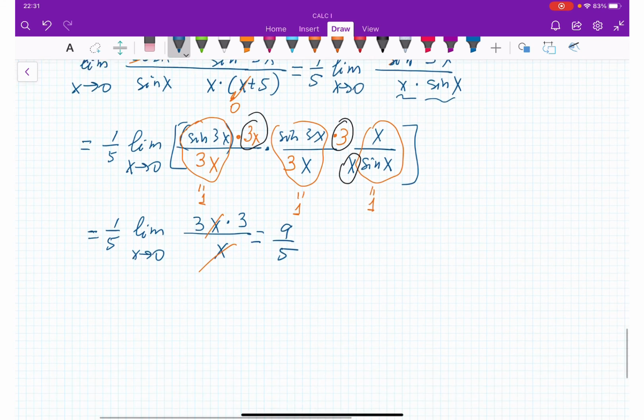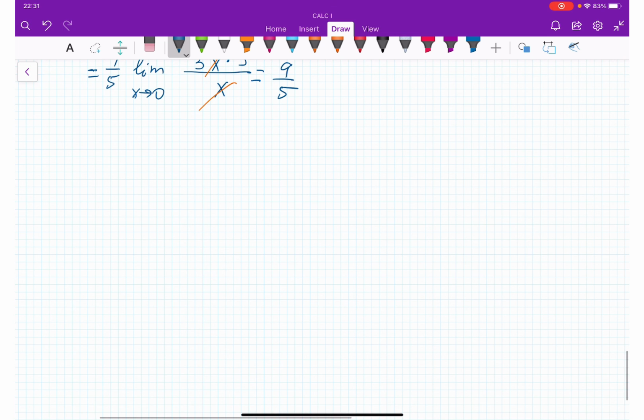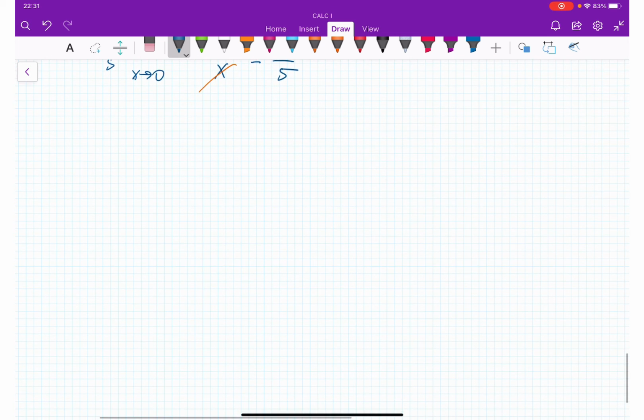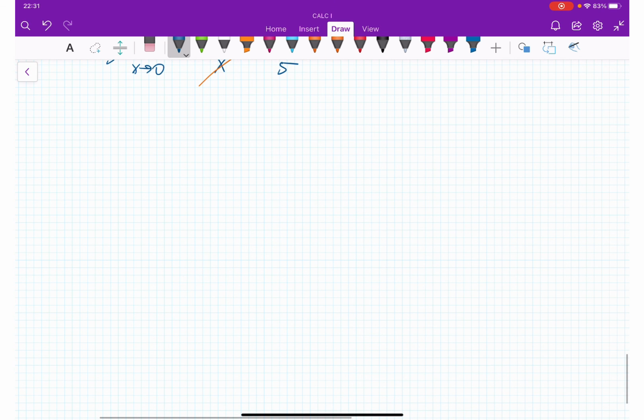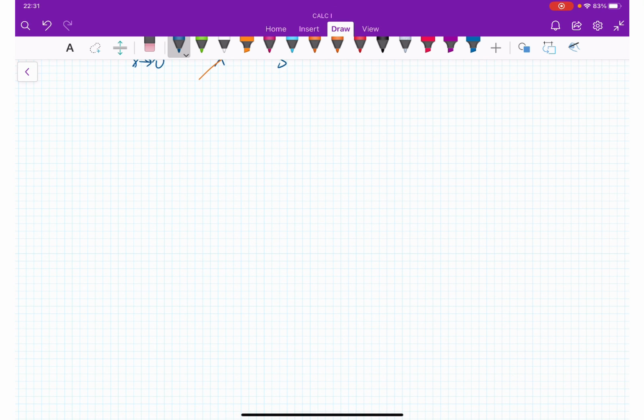And I will continue. Next time we will talk and work with the definition of e, which is practically, let me write down, a limit: x approaches infinity of 1 plus 1 over x to the power x, and that is equal to e. This is what we're going to work with.